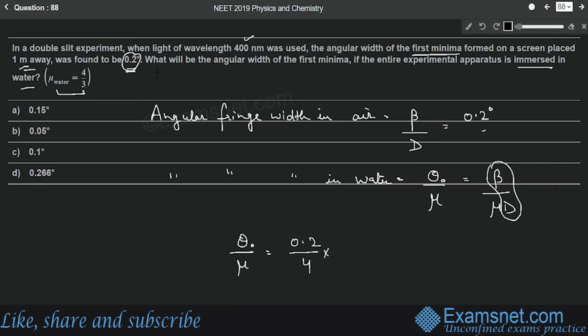4 and 3 will move up. So here we'll get 0.6 divided by 4. So on dividing we'll get 0.15 degree. So this is the angular fringe width in water. So option A will be the correct answer.